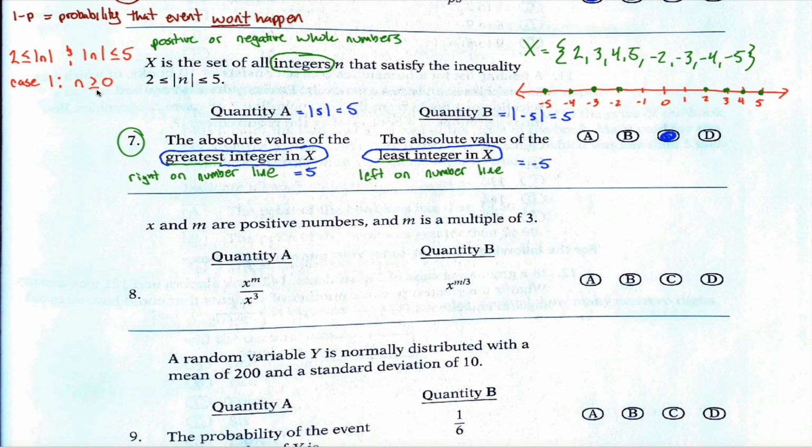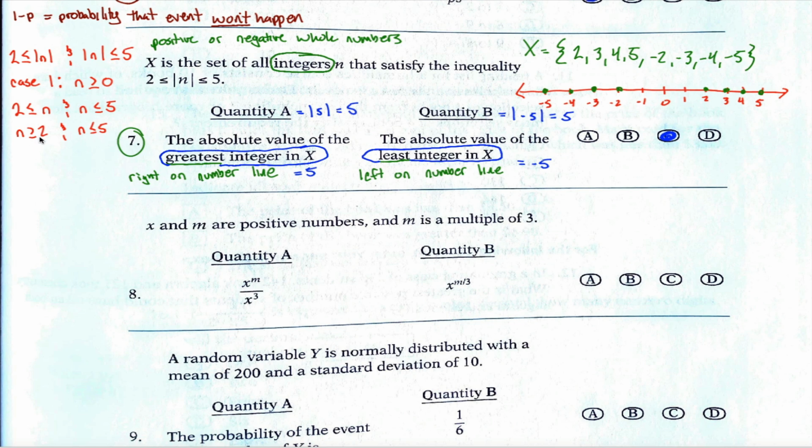If n is greater than or equal to 0, these two statements up here are equivalent to the statements 2 is less than or equal to n, and n is less than or equal to 5. If you struggle to read this one, 2 is less than or equal to n, just turn it around. 2 is less than or equal to n means that n is greater than or equal to 2, and now they read a little bit nicer in English. N is greater than or equal to 2 and less than or equal to 5.